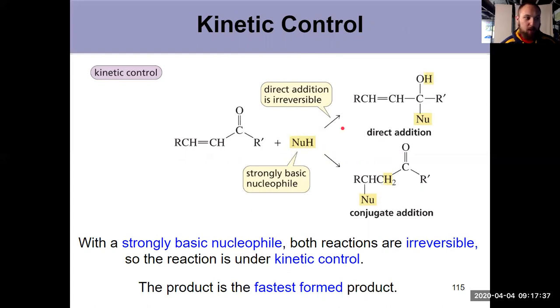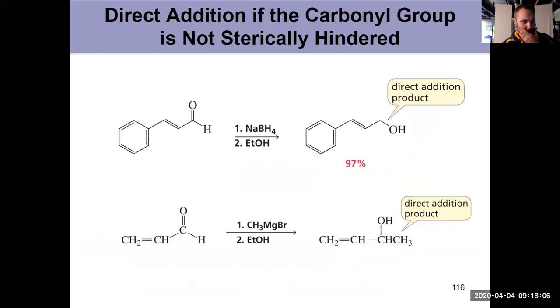And it's not to say that we only form the direct product, right? If you've got a strong base as your nucleophile, it could be direct, it could be conjugate. It just depends on the reactivity of your carbonyl, right? Because both of these now, there's no equilibrium arrow, both are irreversible. So whichever one of these is formed faster is going to be the major product because I'm now under kinetic control, just whoever gets formed faster because I can't go back. So I need to think about the reactivity of my carbonyl.